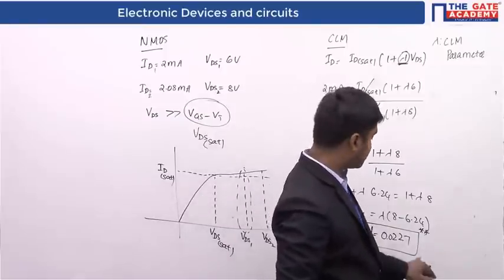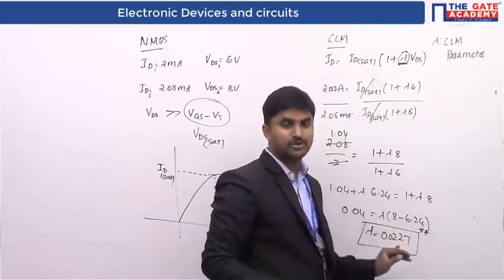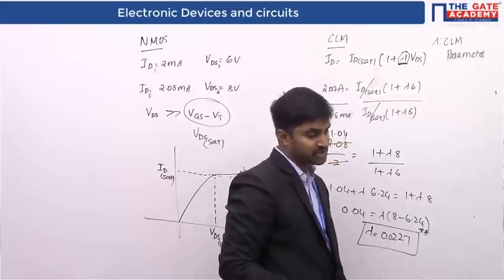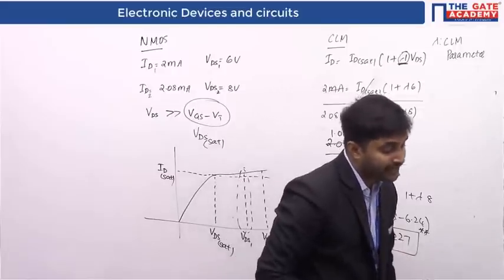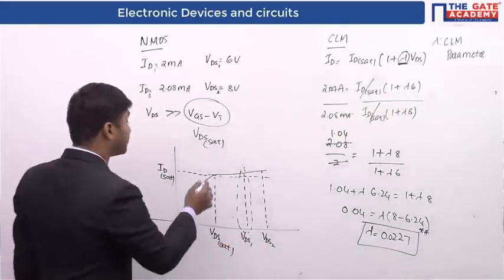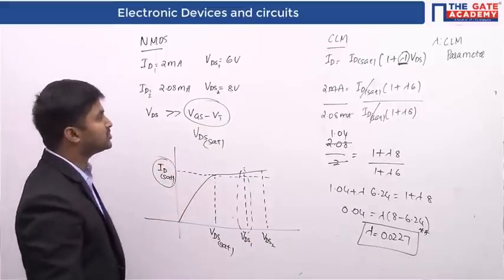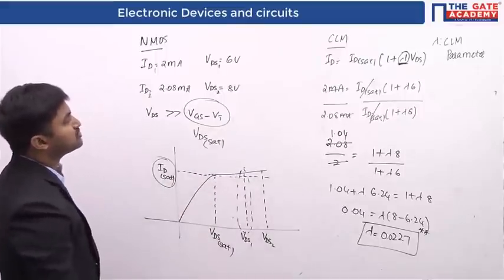Lambda is 0.0227. So you can approximate it to the value of 0.023. Next, we have to find out the saturation current. Where the current is going to get saturated, that current is what we call the saturation current. So let us find out the saturation current here.